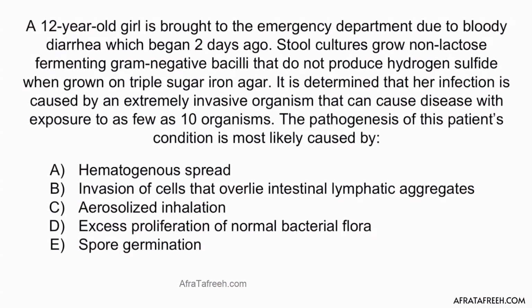A is incorrect because Shigella spreads from cell to cell, not hematogenously. C is incorrect because Shigella is not inhaled. Rather, it enters the host through the GI tract. D is also incorrect because Shigella is never part of the normal flora. Finally, E is incorrect because Shigella is not spore-forming. If you chose this, you may have been thinking of C. diff, which can cause watery diarrhea and is a spore-forming organism. So again, the correct answer is B, invasion of cells that overlie intestinal lymphatic aggregates. And with that, we've covered everything you need to know about Shigella.